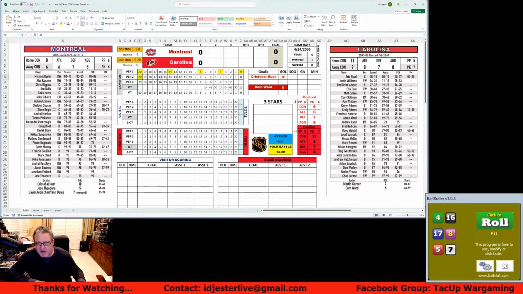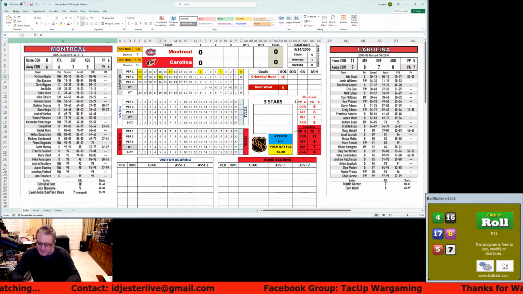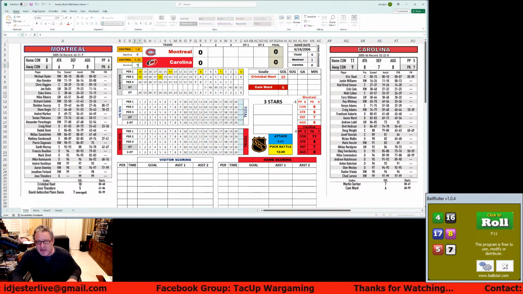4 minutes off the clock. We will go to 16 minutes. There we go, 16, which means it's a puck battle. It's going to be a puck battle of 57 in the second period. 57 is going to be will to win. Both teams deal 1 hit in a battle for possession. Montreal drops to 8 and Carolina drops to 9 in stamina.